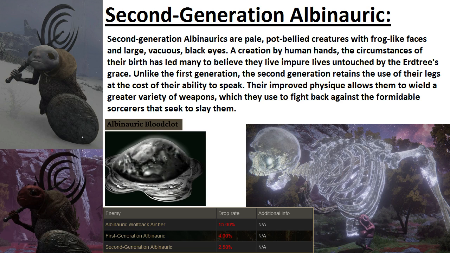Miquella's design of the Haligtree displays his ability as a master craftsman, and his creations like the Haligtree require sacrifice. This may seem like a bit of a jump, but could the second generation Albinaurics be related to Miquella's masterful design? Unlike the first generation, the second generation retains the use of their legs by infusing inhuman DNA into the process of their creation, which helped reduce their blood clots. This is evident when observing the blood clot drop rates decline. Wolfback archers have a 15% chance of dropping a clot, while second gens only have a 2.5% chance.